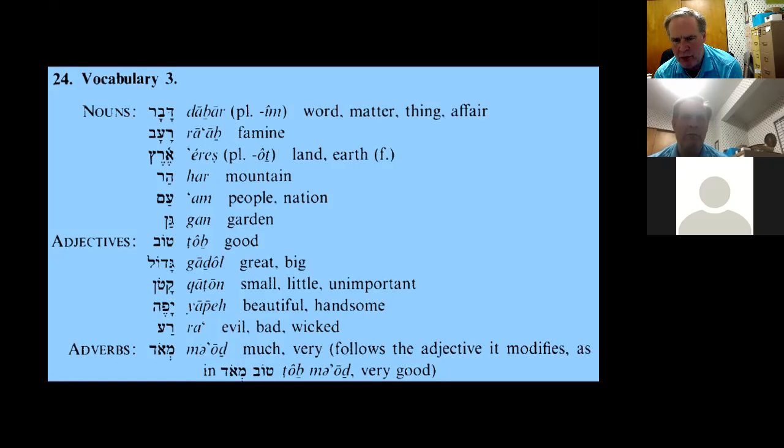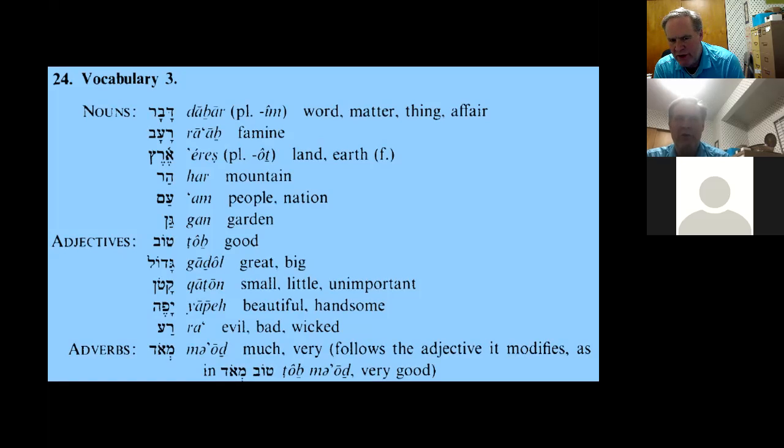So small, little, or unimportant is what? Katon. Okay, the word for beautiful or handsome or pretty would be yafeh. And again, there's 4 words for that, yafeh, depending if it's masculine, feminine, plural masculine, or plural feminine. Okay, the word ra means evil, bad, or wicked. And for the adverb, it is me'od. Me'od means much or very much.